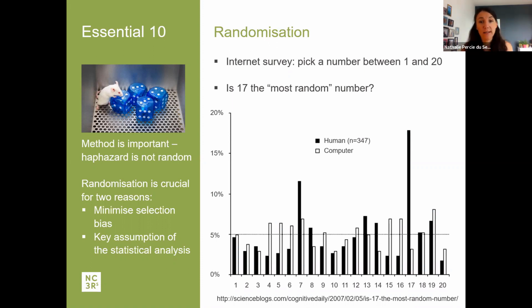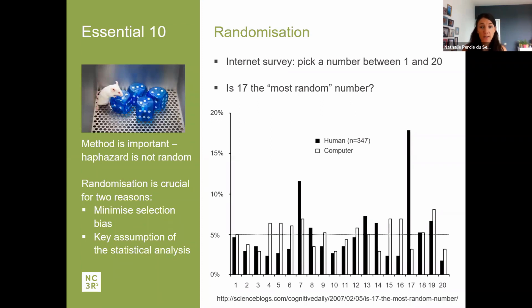And this graph here demonstrates the difference between haphazard and random. So this was a simple internet poll published in a blog on Cognitive Daily. Participants were asked to pick a number between 1 and 20. And the results are compared to a truly random allocation using the computer. So there were 20 numbers. If it is random, each number has a 5% chance to be picked. And this is what the computer results show.